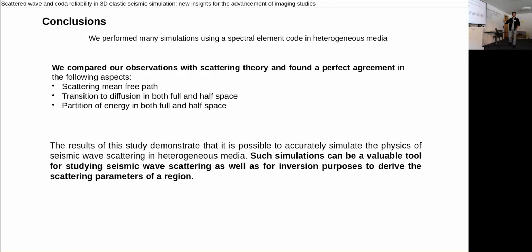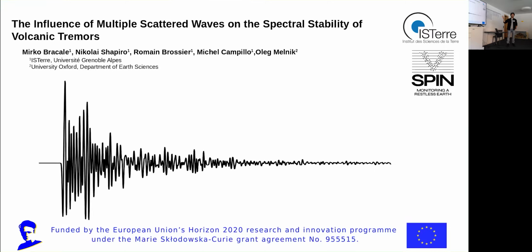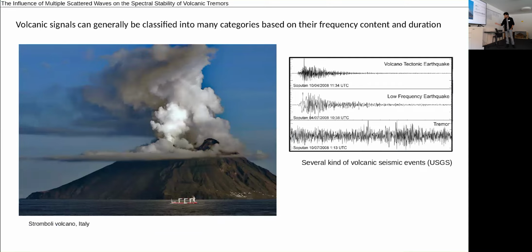We were able to compare them with theoretical expectation, and then actually we can trust our simulation. So this means that we can use the simulation to study the scattering in different kinds of environments. And indeed, what we did in this study is to apply these simulations to a volcanic magmatic system, so to a plumbing system.